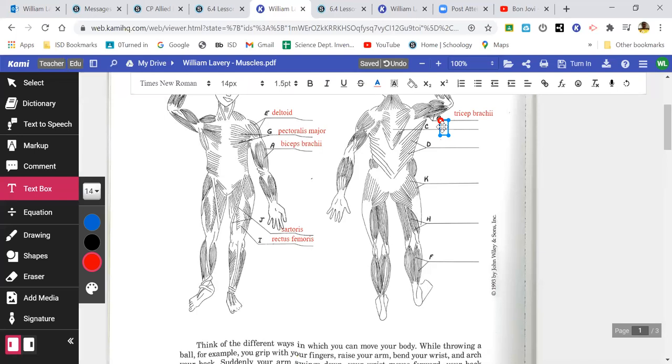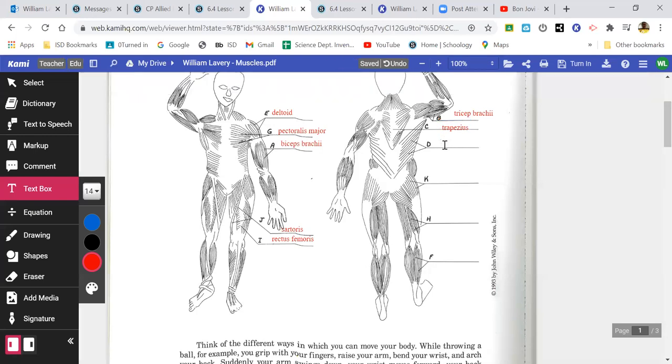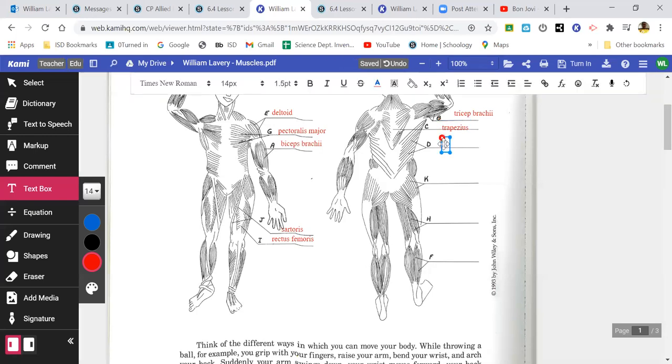And C is your trapezius. It's shaped like a trapezoid on the small of your back. Okay. And your trapezius helps move your shoulders and your neck. It actually helps you tilt your head back and shrug your shoulders. And D is latissimus dorsi. That is the muscles in your back. All right. Lat means to the side, dorsi means back.